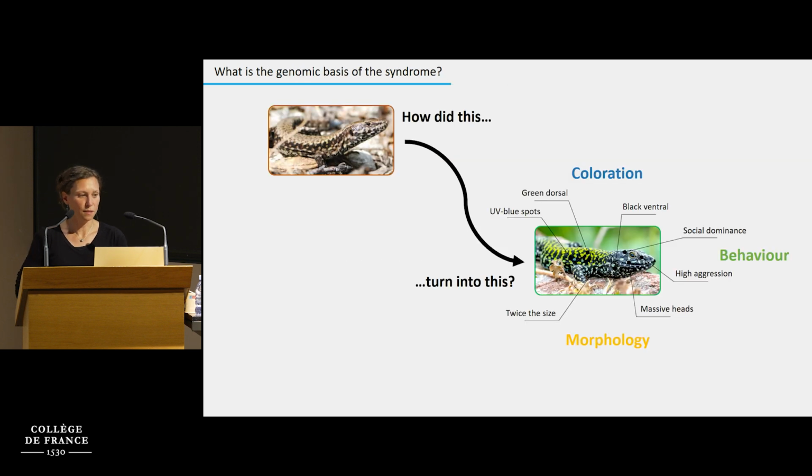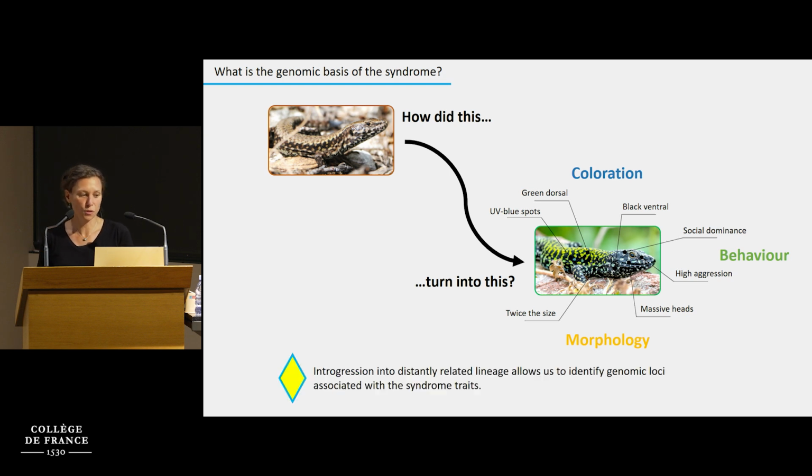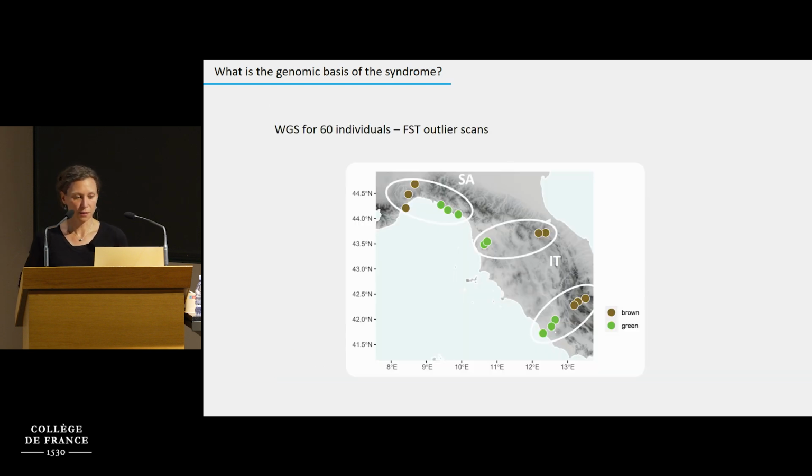So, finally, what is the genomic basis of the syndrome? To answer this question, it was very helpful to have the introgression in the hybrid zone, because what that actually constitutes is like a natural outcross experiment, and it gives us a very high power to identify actually causal loci of the syndrome. The design that we adopted here was that we used the same setting as before.